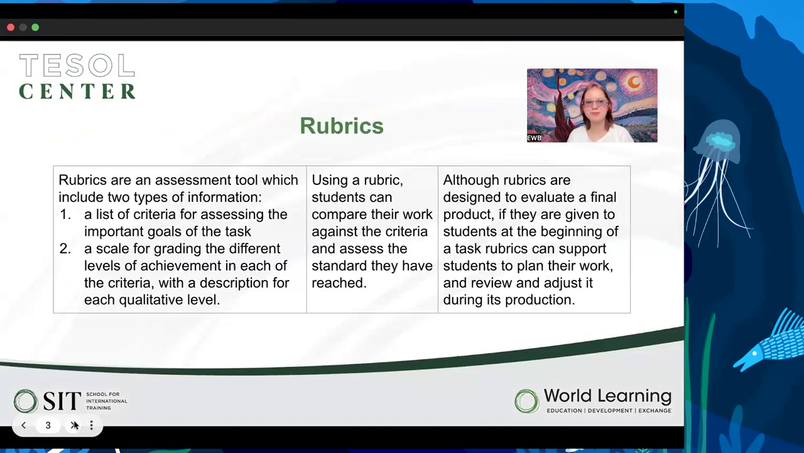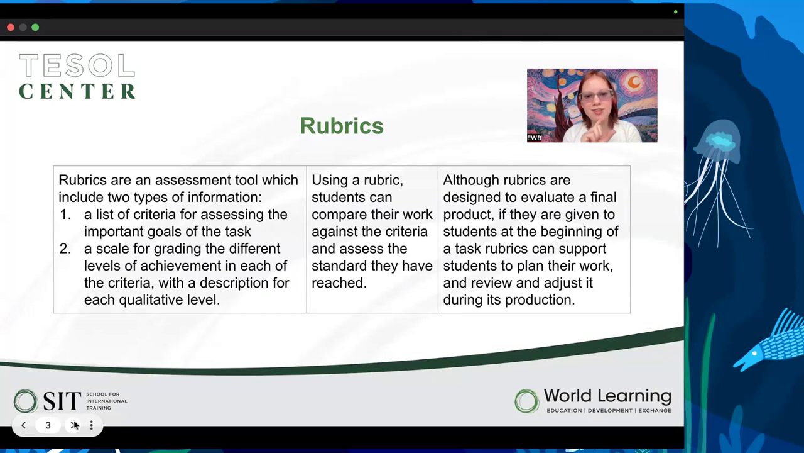So let's start with rubrics. As Aigerim has already mentioned, rubrics are an assessment tool which include two types of information. First of all, this is a list of criteria. You should be able to do this, and this. So there should be a ready-made list of criteria. And then there should also be a scale for grading the different levels of achievement for each of the criteria.